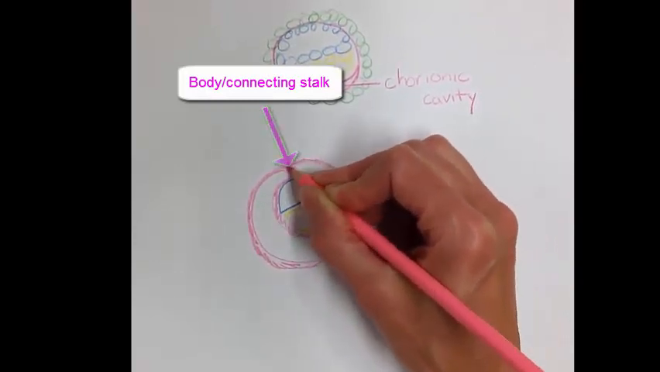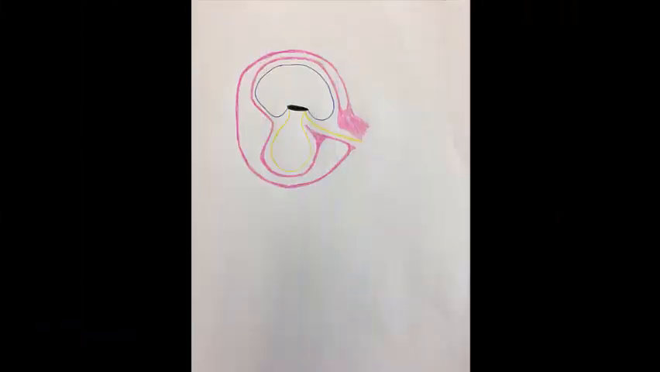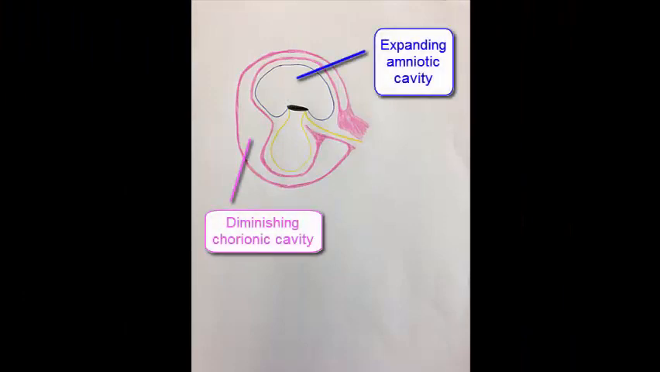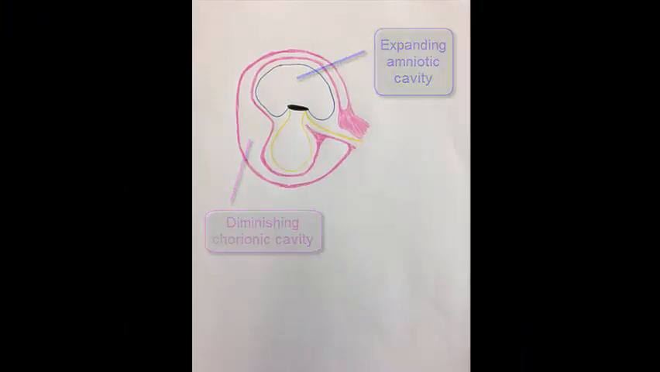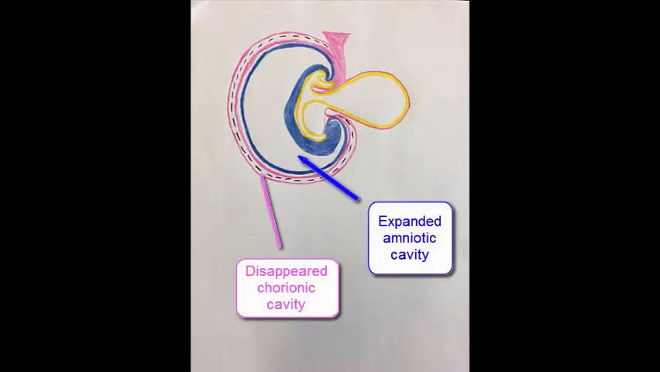By about week 9, the amniotic sac will have expanded to occupy the majority of the volume of the chorionic cavity. Thus, the chorionic cavity is a transient feature that is eventually replaced by the amniotic sac. That takes us to the end of week 2.